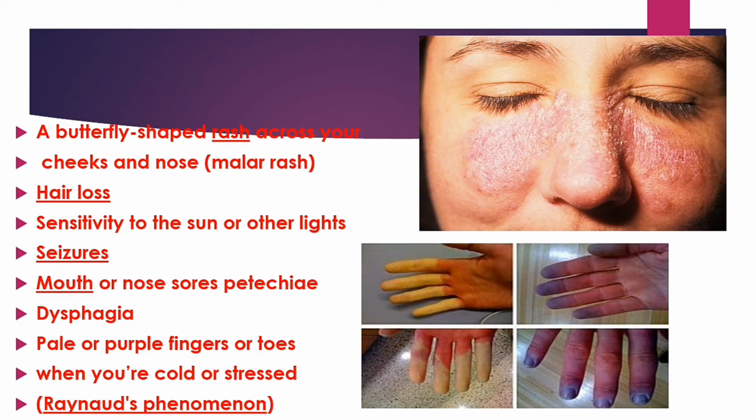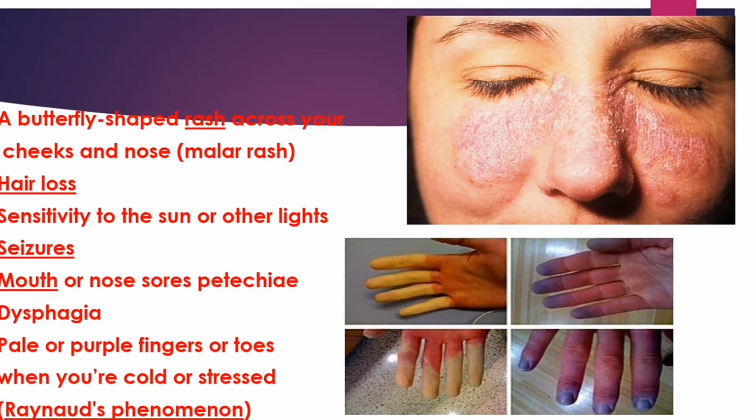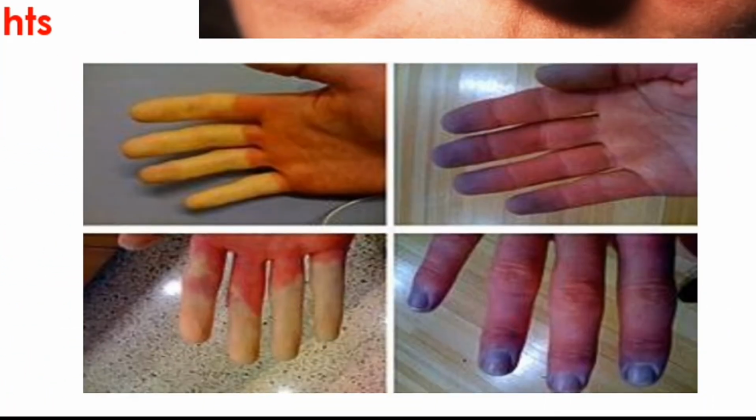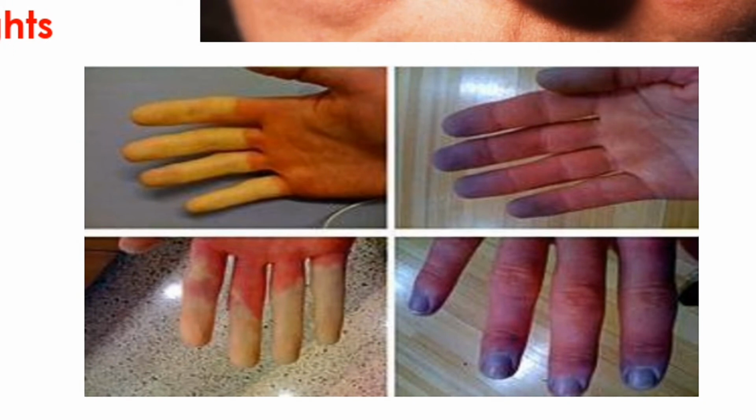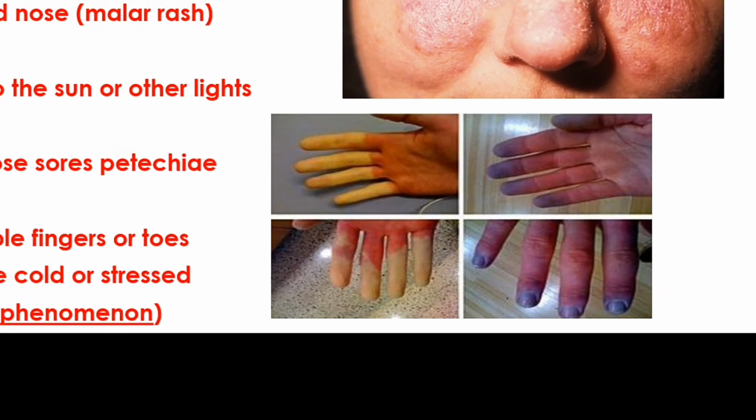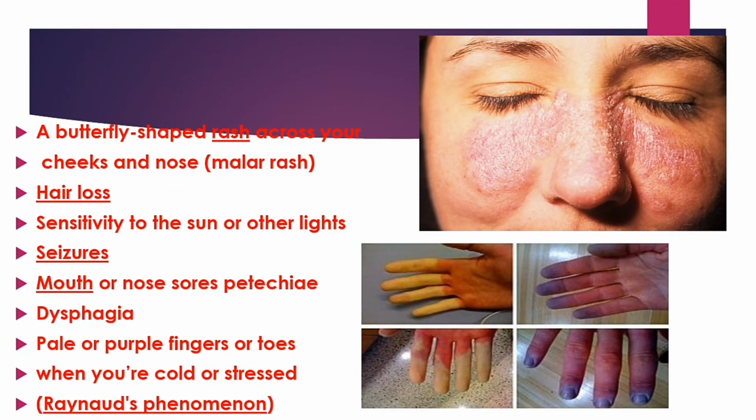And pale and purple fingers or toes when you are cold or stressed, so your fingers become pale or purple in color when you are stressed or cold. You can see in the picture there are pale and purple colored fingers, probably due to stress or cold. So this is a typical feature of SLE, and this phenomenon is called Raynaud's phenomenon.